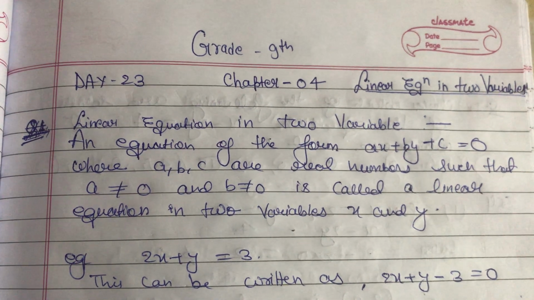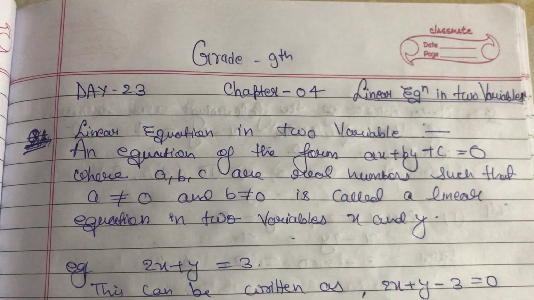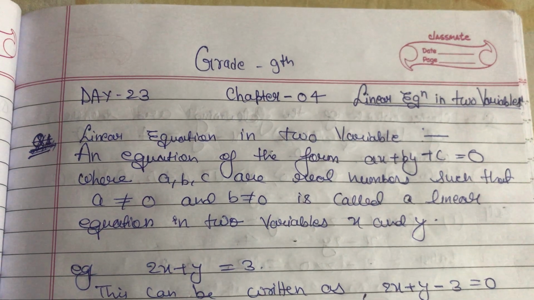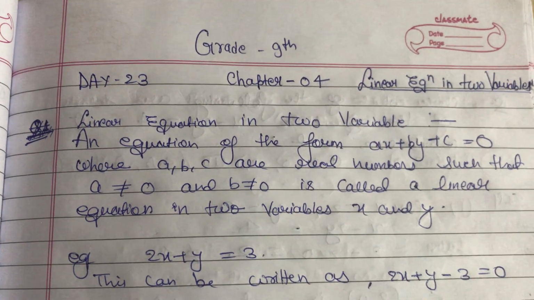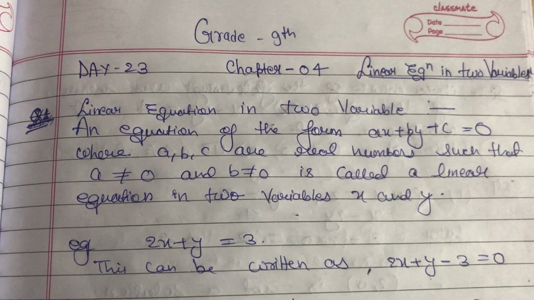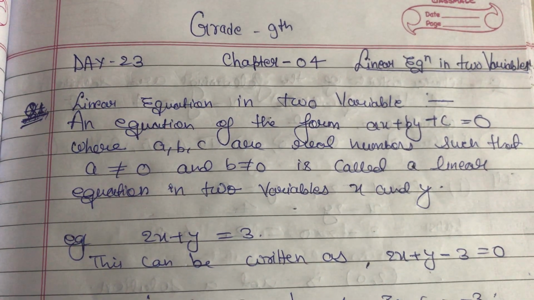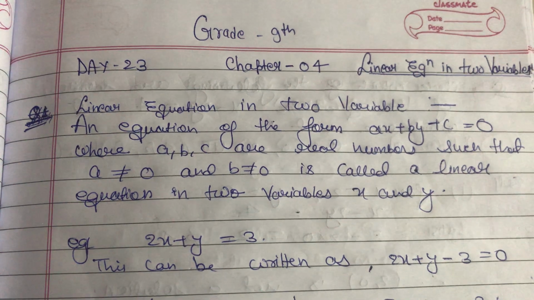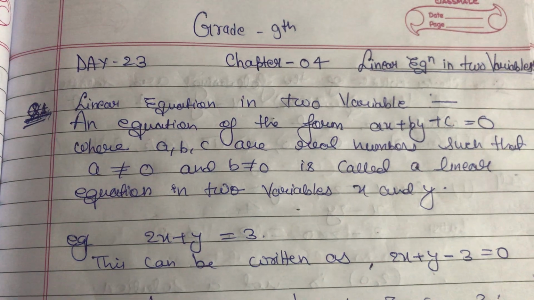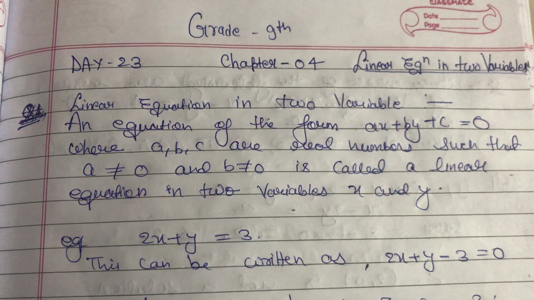Well, this topic is not new to you because in polynomials we already learned about linear equation, but that was in one variable, that is ax plus b equals to 0, right? That was in one variable. So in this chapter we are going to learn about the linear equation in two variables, and also we'll see how to find the solution of the linear equation in two variables by graphical method and also by normal method.